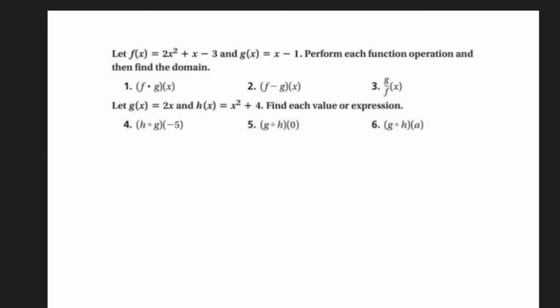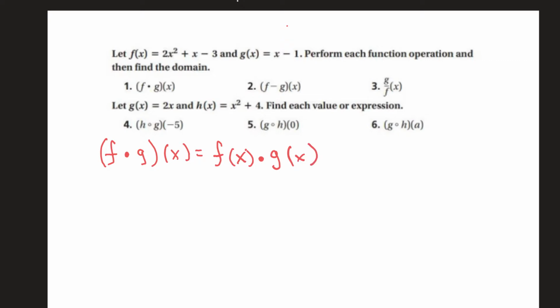So if I look at number 1, we have f, and then we have this dot, which represents multiplication. Just so you know what this is, I'm going to rewrite it. So you have f of x times g of x. And it's given to you.